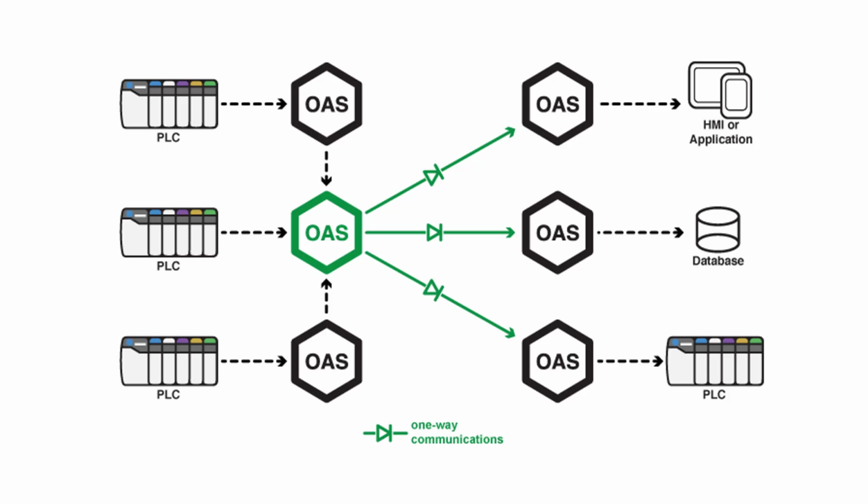In this video, I'm going to demonstrate for you the Open Automation Software Unidirectional Gateway, which can be used to transfer data through communication diodes. Communication diodes are used to block communications coming in and allow only network communications going one direction.